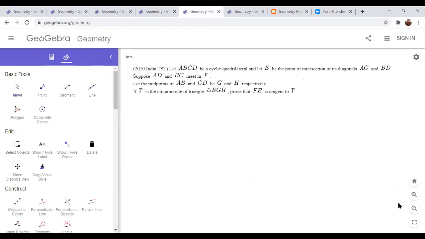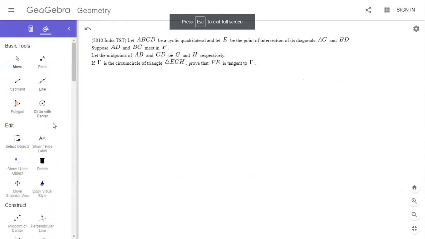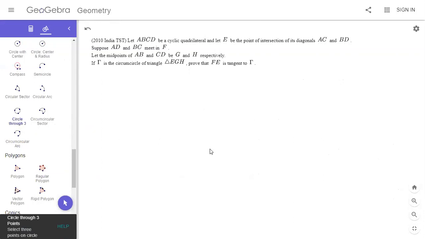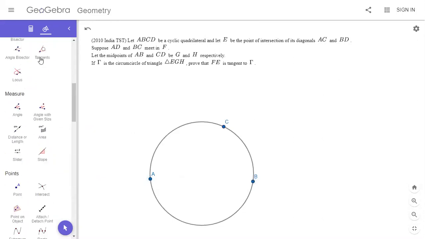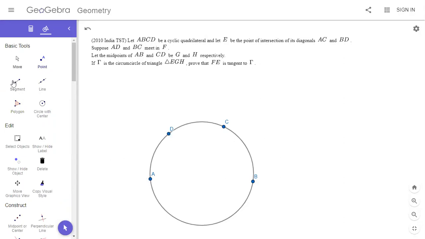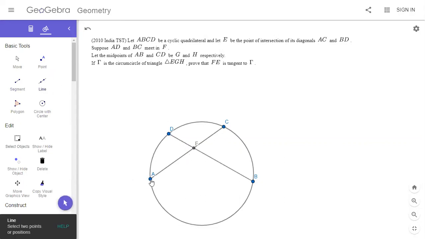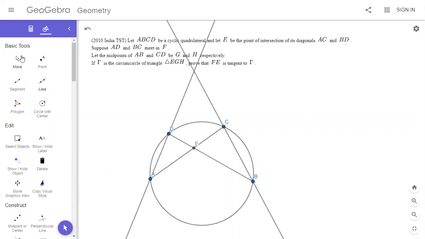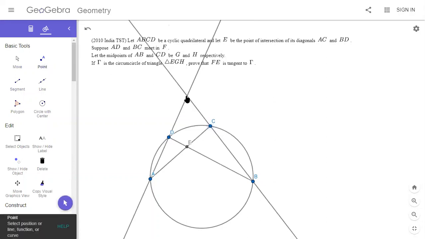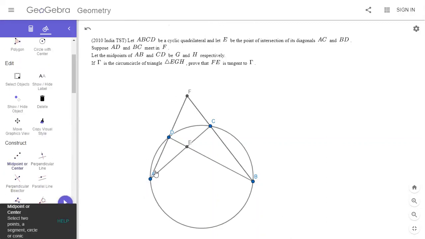What problem is this? Ooh, there's another cyclic quad problem from India. All right. So ABCD is a cyclic quadrilateral. AD and BC meet at F. So E is the intersection of AC and BD. The midpoints of AB and CD are G and H.